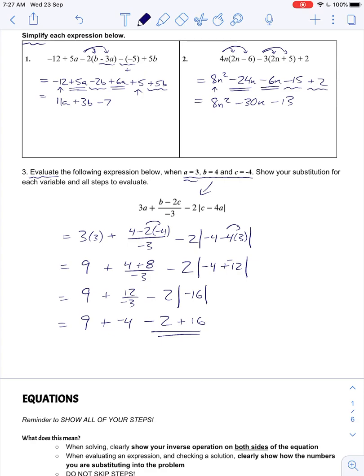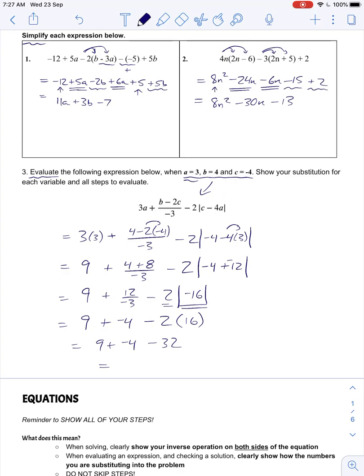When you have a number right next to an absolute value, kind of like when you have a number right next to a bracket, what that means is that you have to multiply, in this case, the 2 times whatever this is going to equal. So I've got to take that 2 times a positive 16. So then, let's just leave the 9 plus negative 4, and then minus 2 times 16 is going to be minus 32.